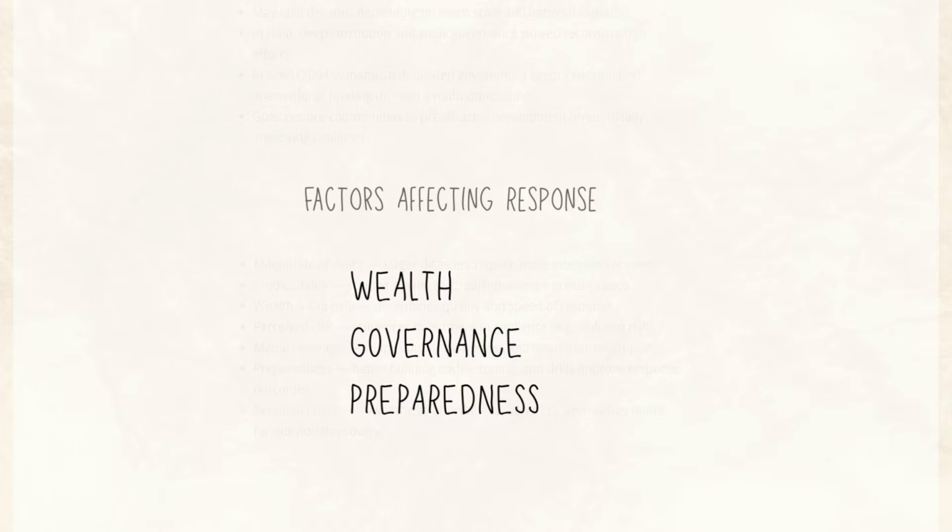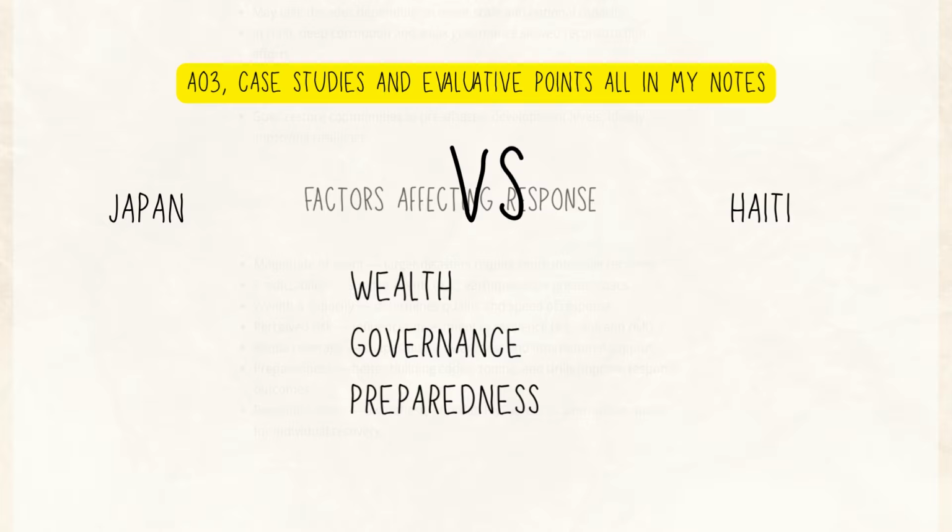Governance shapes coordination. Strong institutions can mobilize resources quickly, while corruption or weak leadership slows everything down. Preparedness includes things like drills, signage, and public education, especially crucial when early warnings are issued. For example, Japan combines early warning systems with strict building codes and regular community drills. In contrast, Haiti's limited resources and weak infrastructure led to a slower, less coordinated response after the 2010 earthquake.